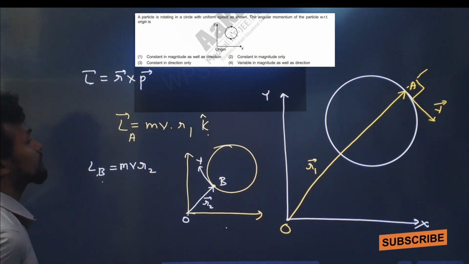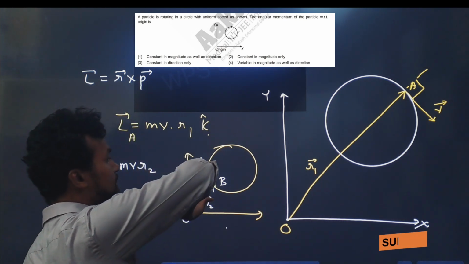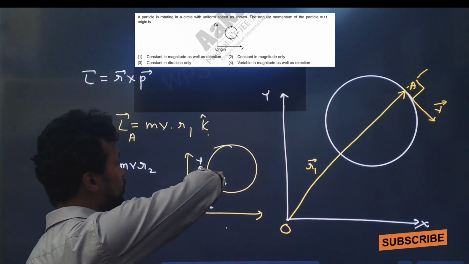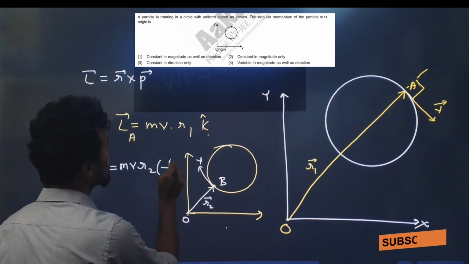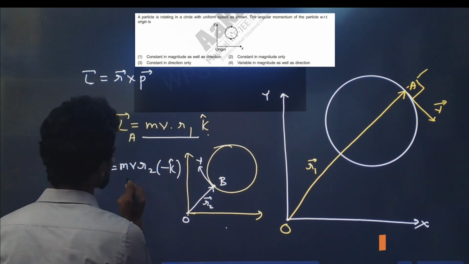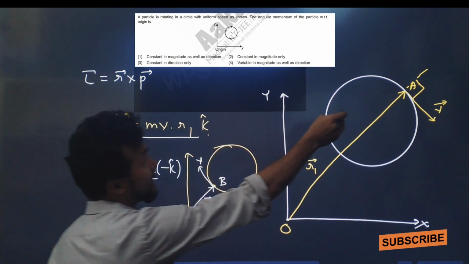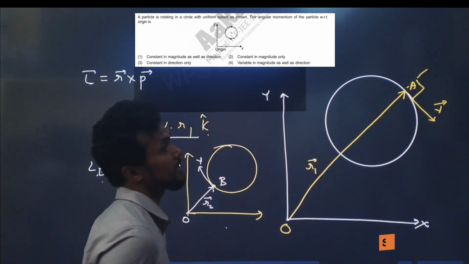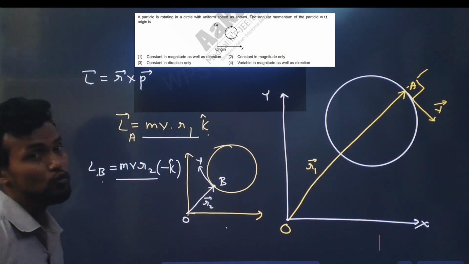We have to curl our finger from R to P. When I curl my finger from R to P, or R to V, the thumb is going inside. So you can see that the magnitude MVR1, MVR2 is different. And what about the direction? At the first point the direction is outside according to R cross P, and here the direction is inside according to R cross P.